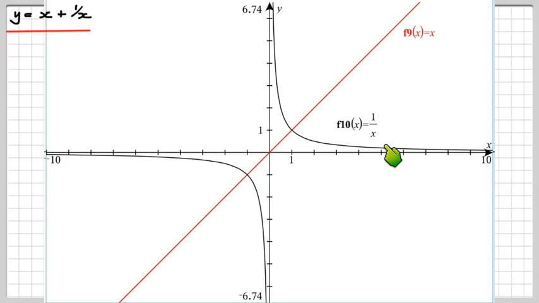Over here, for example, the other extreme is happening where the red graph is having far more influence. It's got far more y value than what the black graph does.